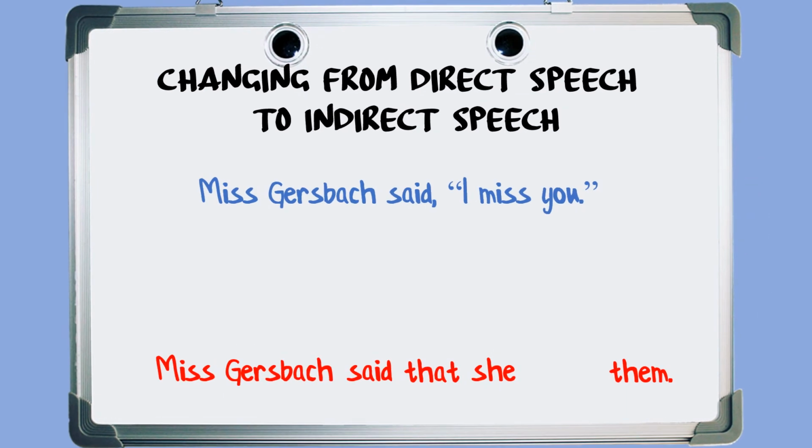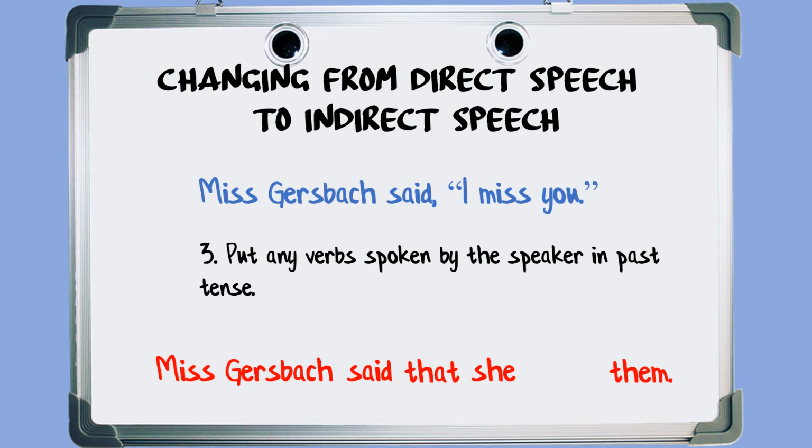Our last step is to put any verbs spoken by the speaker in past tense. So, if we look at the words spoken, I miss you, our verb is miss. And if we are dealing with present simple tense, which is what we're going to be using today, we are just going to change it to simple past tense. Miss in simple past tense becomes missed. So our sentence will read, when it's finished, Ms. Gersbach said that she missed them. Remember your capital letter on the M and your full stop at the end of the sentence.